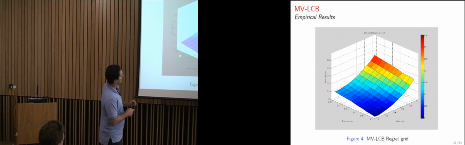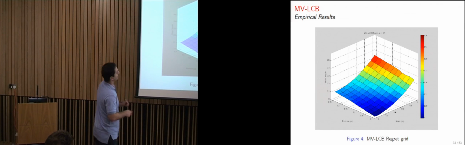Basically, this is the variance gaps from 0 up to 0.25. So this region right here, the gaps are very, very small, 0.001. And this is the mean gap from 0 up to 1. And this is just the surface of regret.